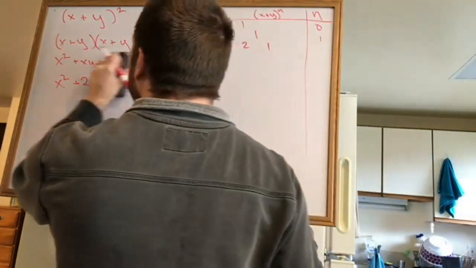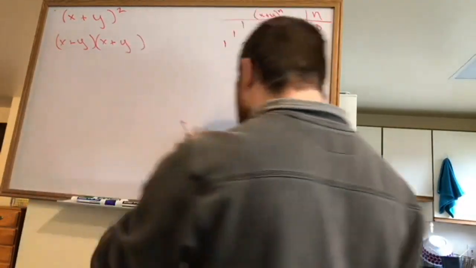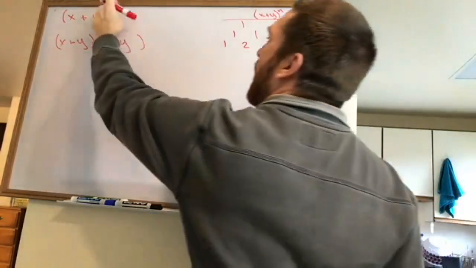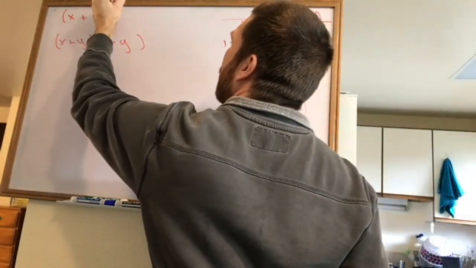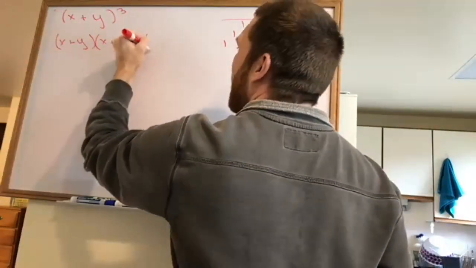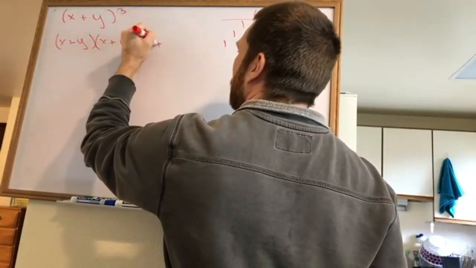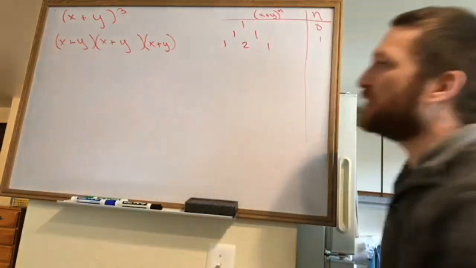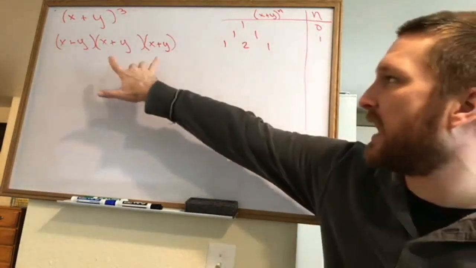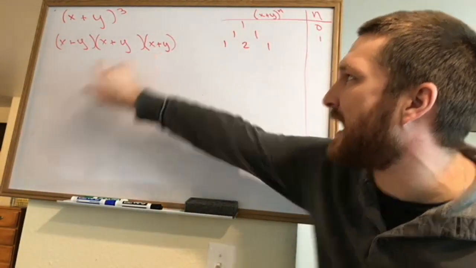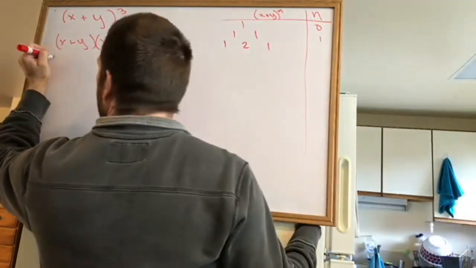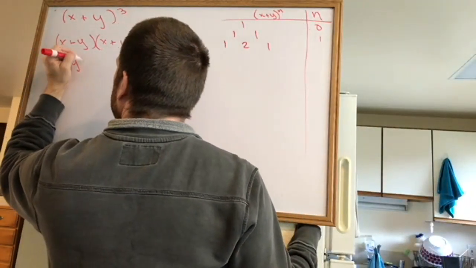All right, let's do one more. What happens when I raise this to the 3rd power? Now I have x plus y times x plus y times x plus y. What I'm going to do is use what we just found out, right? When I first, outer, inner, last this guy, I end up with x plus y.